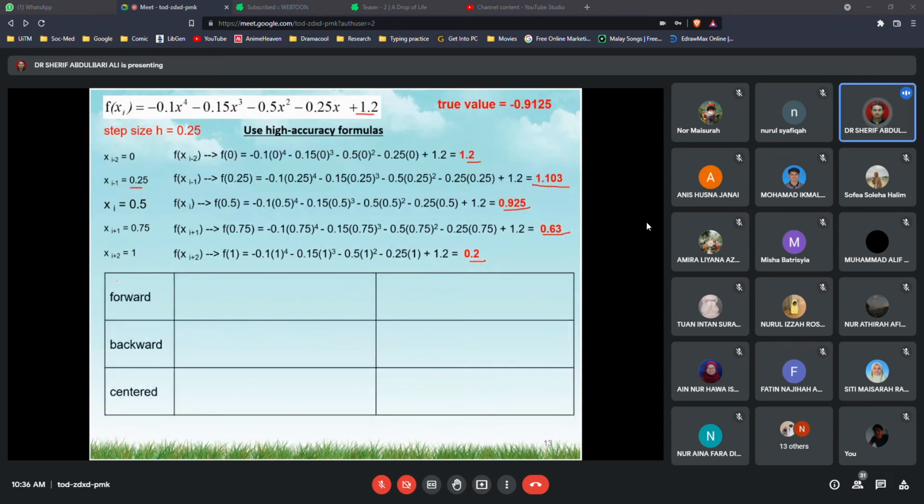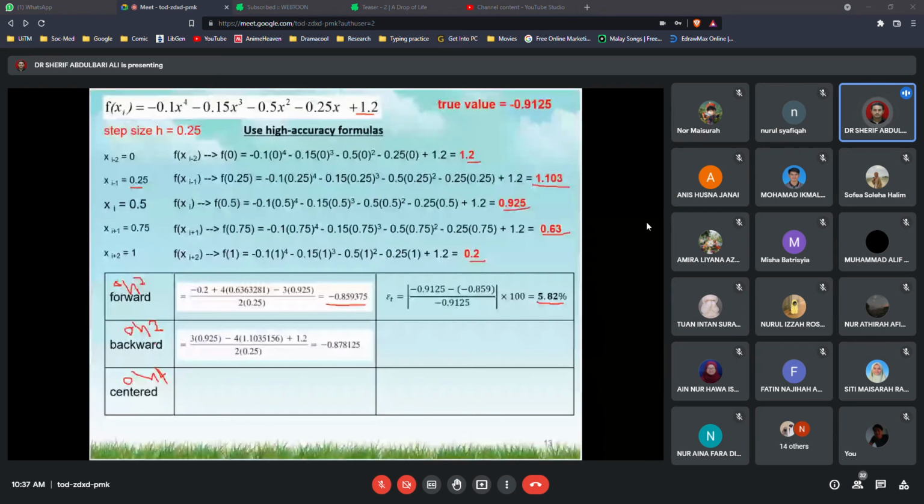Remember that this one is O(h squared), and the high accuracy is O(h to the power 4). So I'm going to use the equations that include xi plus 2 and xi minus 2. Using the values for the forward finite divided difference, the answer is negative 0.8. So the error is reduced. You can see it clearly here. This is for the backward. This is the answer, and the error is also reduced from 21% to 3%.